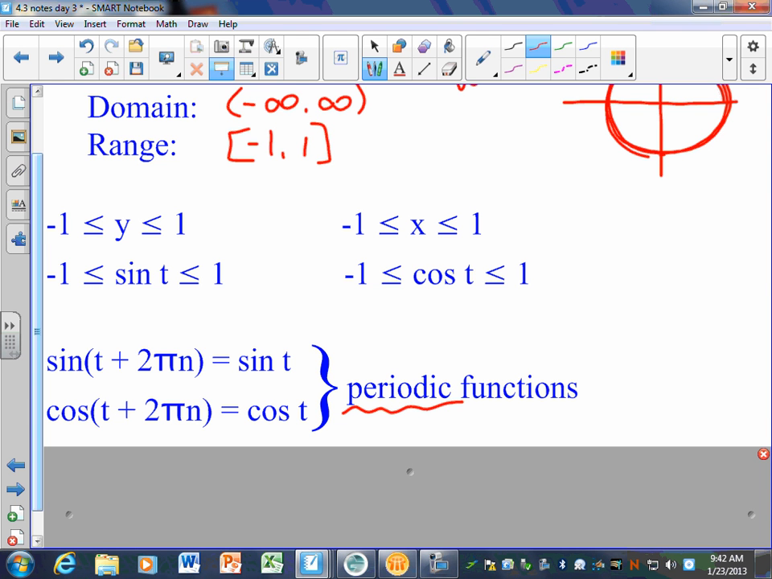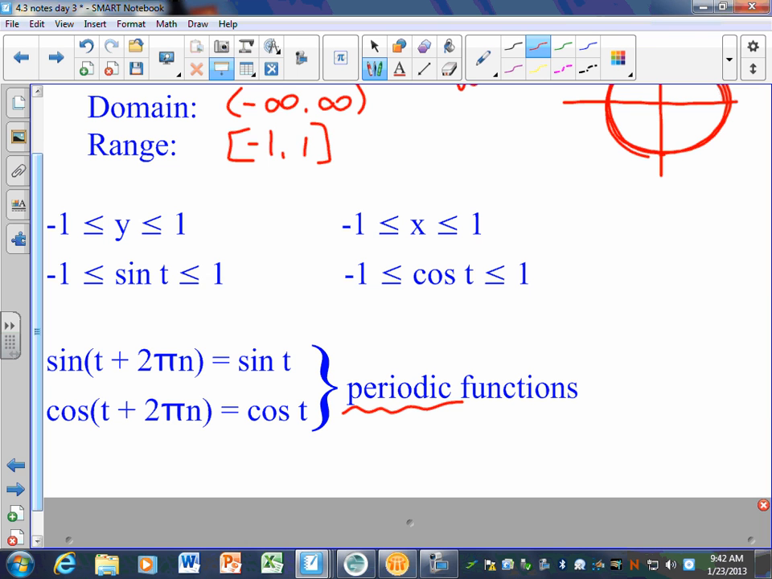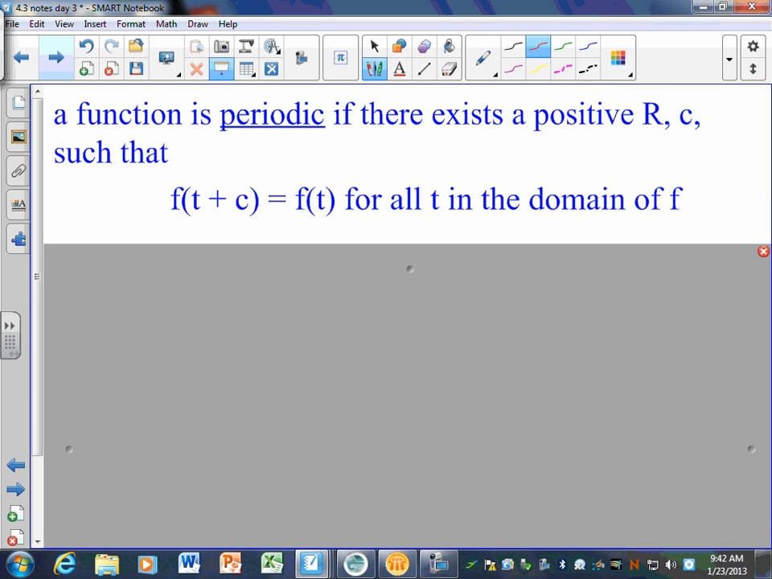I want to give you an official definition of periodic, and then I'll give you a couple examples, and then I'm done. So it'll be some short notes today. Ready for some math talk? Here you go. Here's math talk.